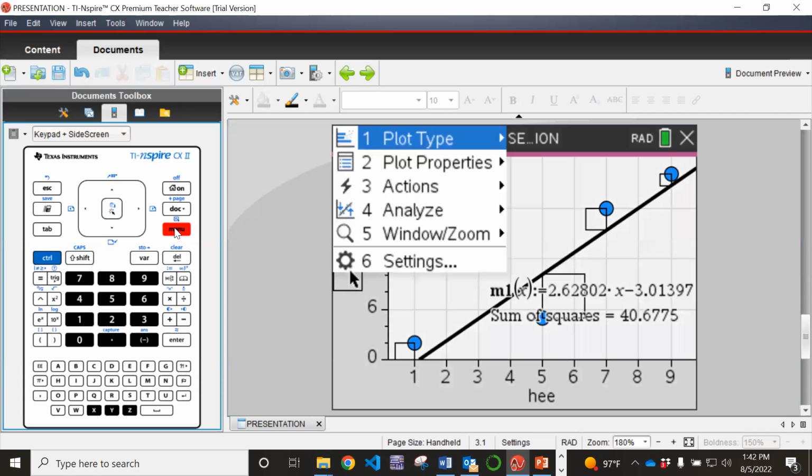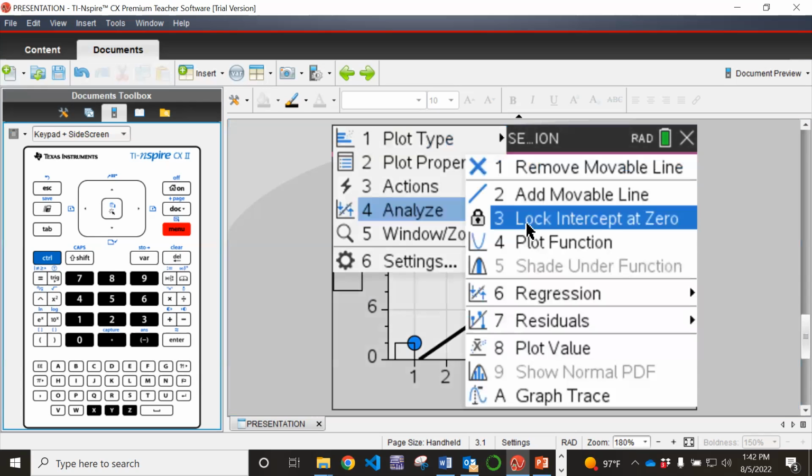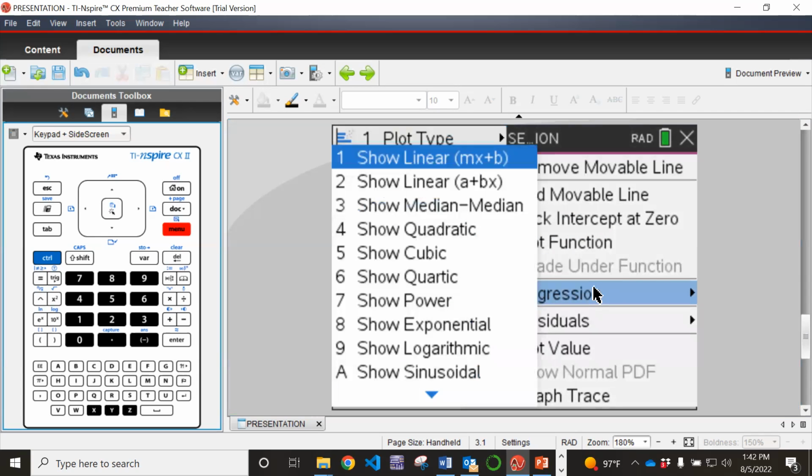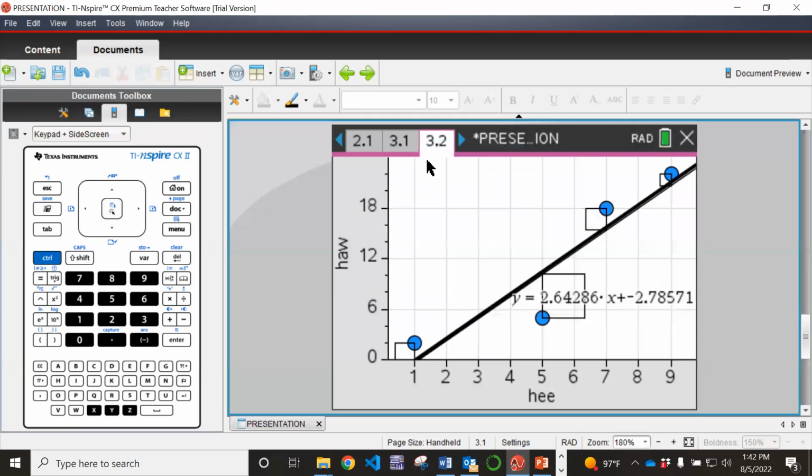So I'm going to do menu, Analyze, Regression, and I'll do linear. And if you're a math teacher, you choose the mx plus b. If you're a stat teacher, you choose the a plus bx. Okay, so I'm going to do mx plus b because that's my world. And then here is the best fit equation that we had there.